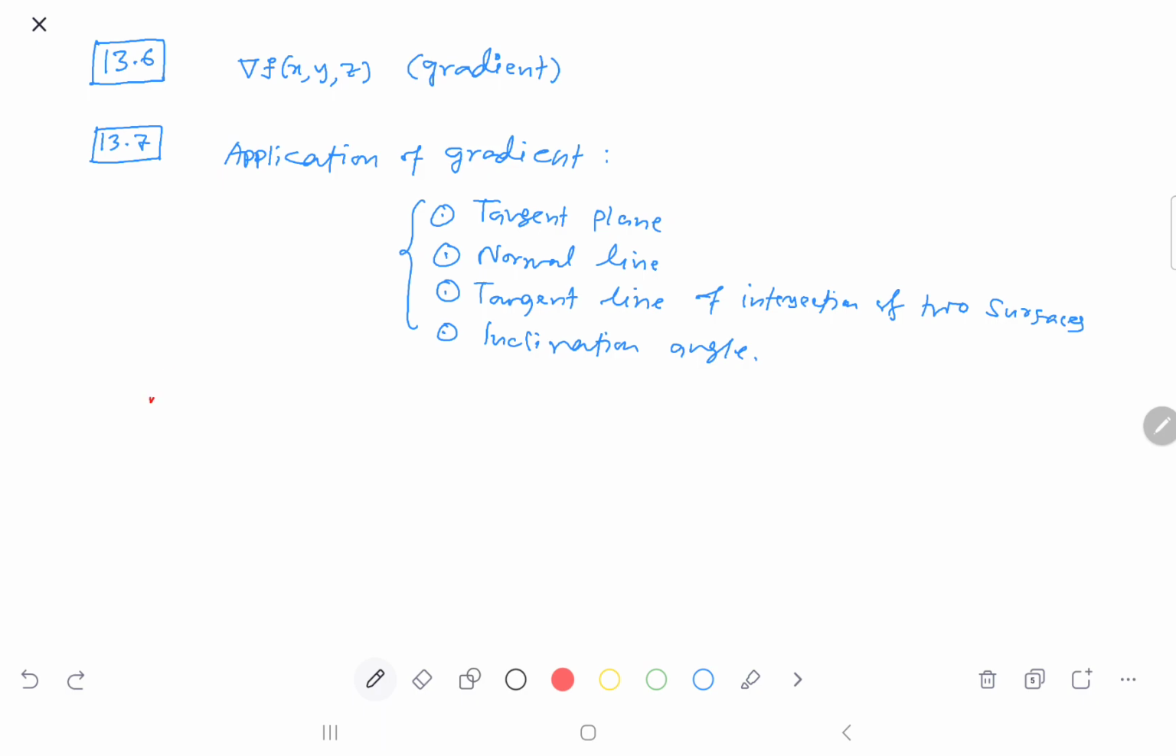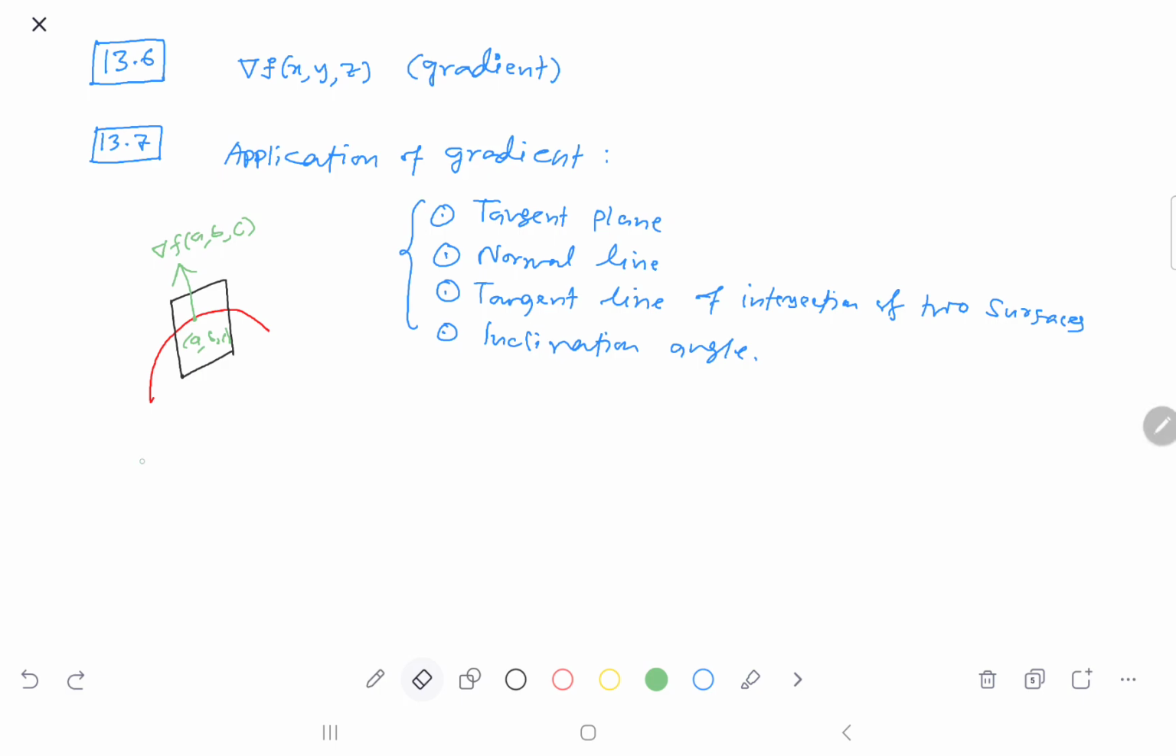Because the gradient is normal to the tangent plane. So this is the point (a, b, c). We write down the equation of the tangent plane and the equation of the normal line. If you have two surfaces intersecting through a curve, then at some given point on that curve we can write down the equation of the tangent line, and the angle of inclination. This is called the inclination angle. That's all.